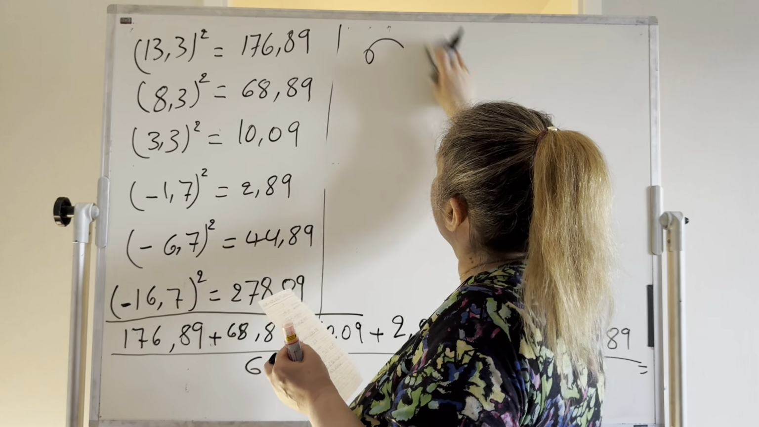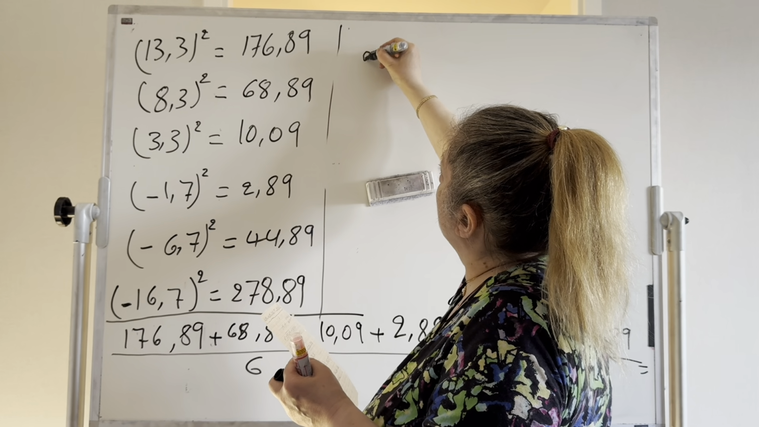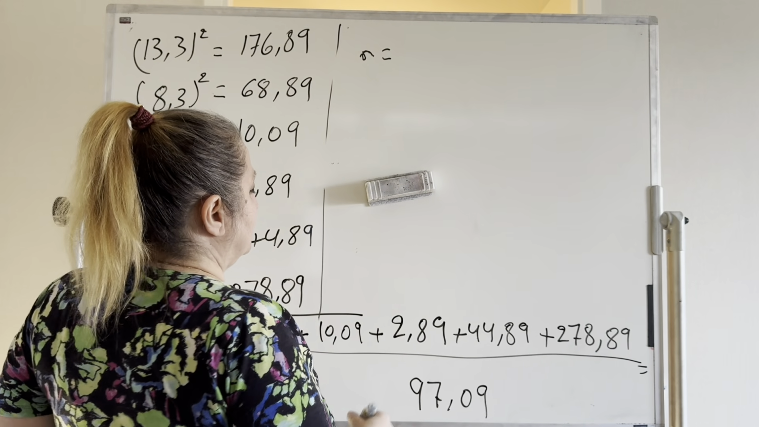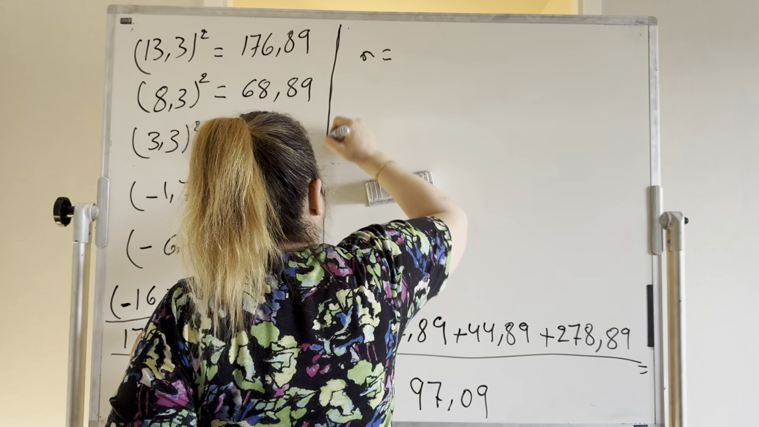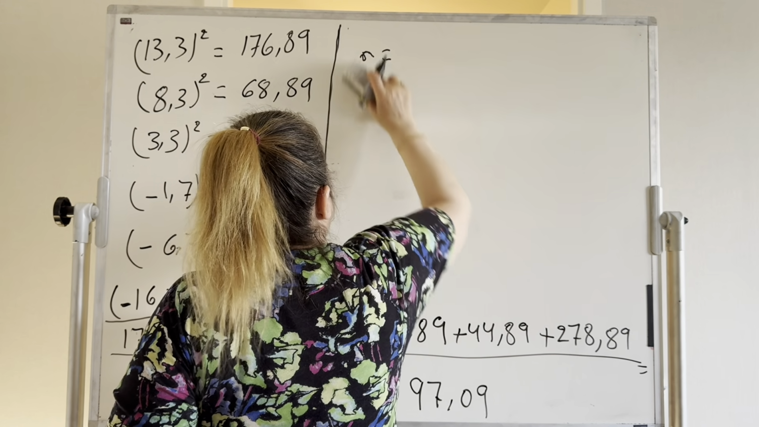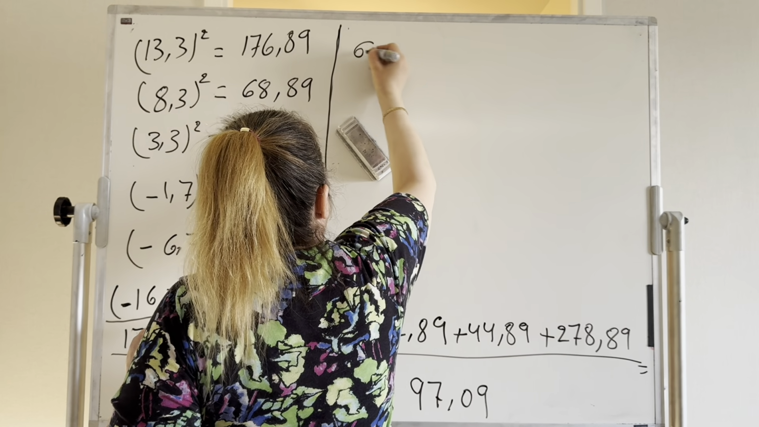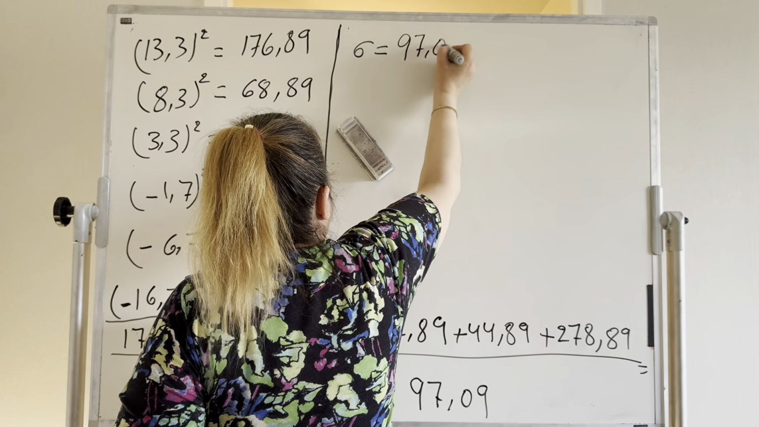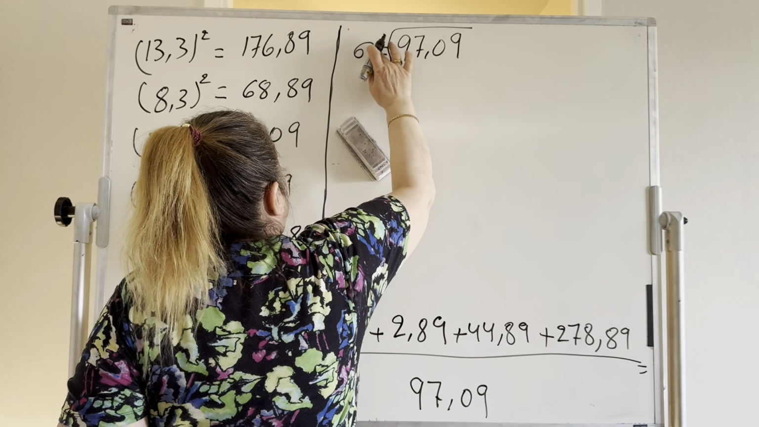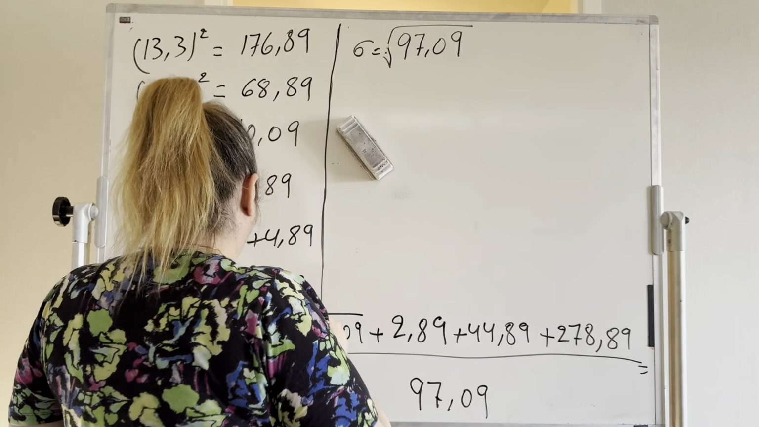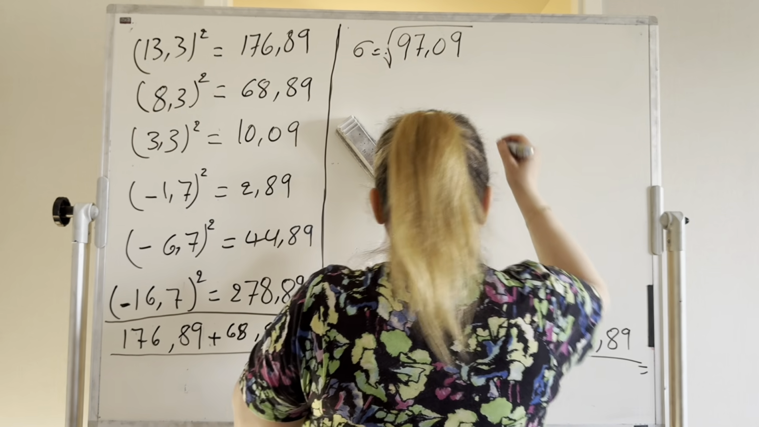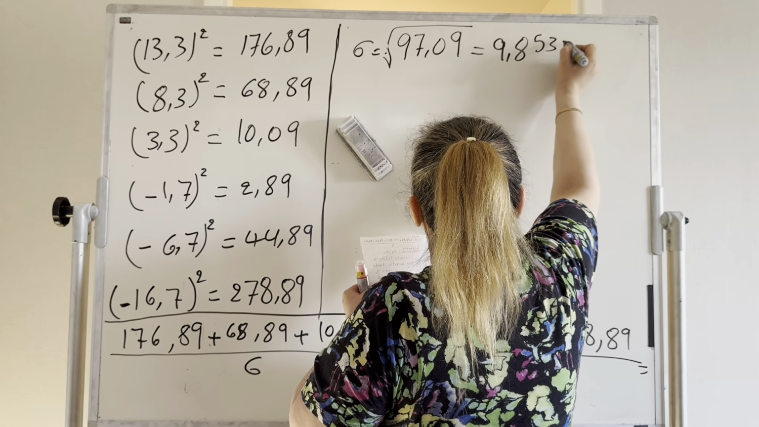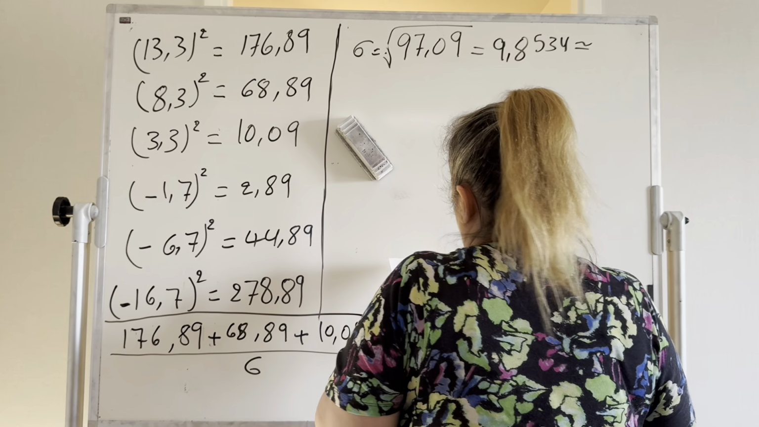And to calculate the standard deviation, I will take the square root of 97.09, and it will be equal to 9.8534, approximately 10.